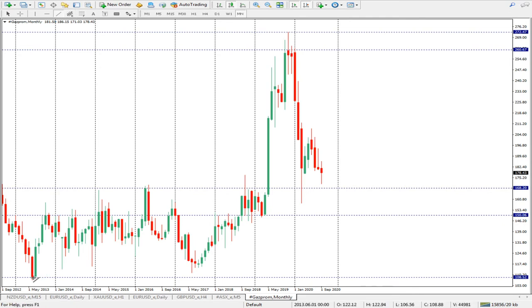From the lower side, we do have this. This is like a good support from the past. You can see it. This is the very first time the price used it. This was in 2013. We had a support there.